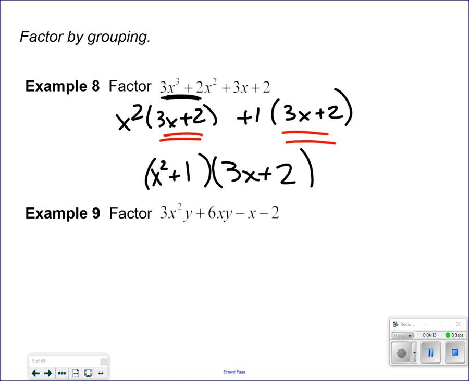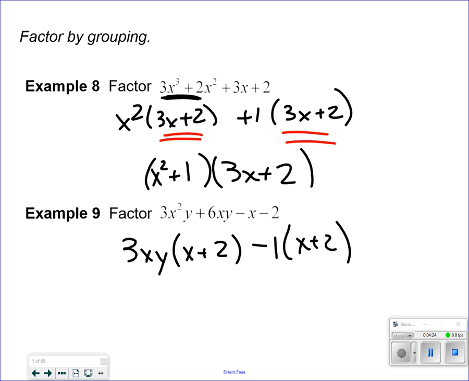And so the last one here in grouping is I'm going to take a GCF of the first 2 terms and a GCF of the second 2 terms. Now notice I took a negative 1 out of the second 2. Parentheses are the same, so I can group the GCF and put what's the same.